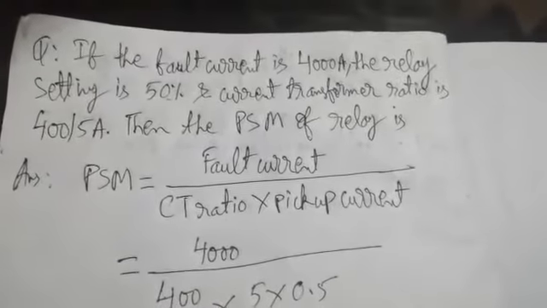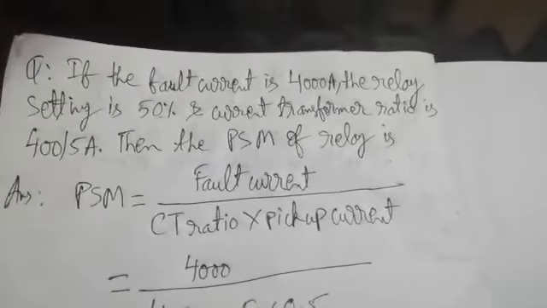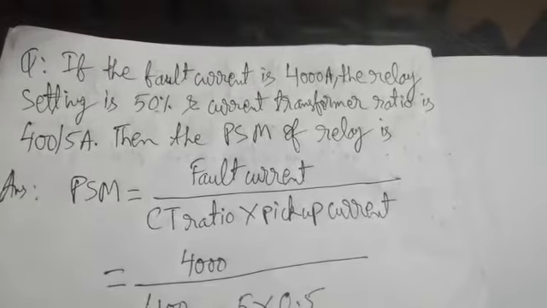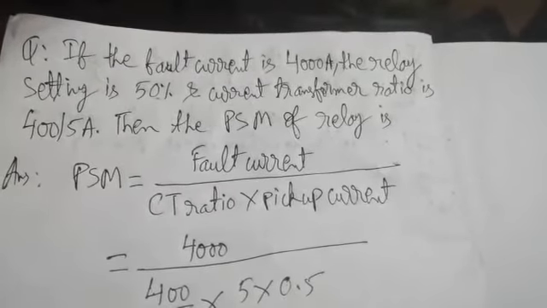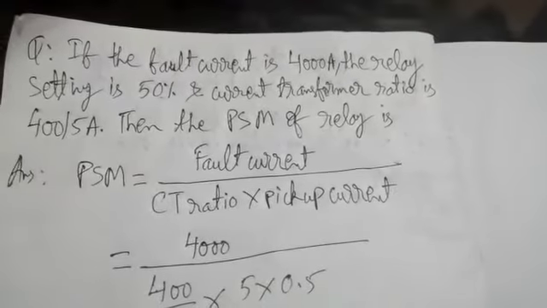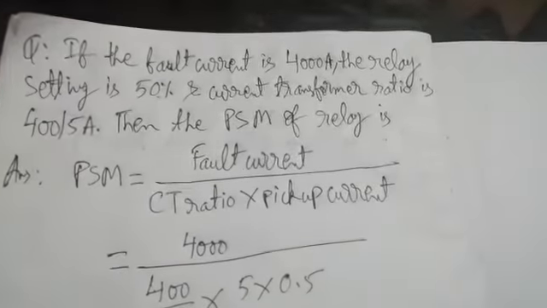Okay, students, let's focus on one numerical here today. It's given that the fault current is 4000 amperes, the relay setting is 50%, and the current transformer ratio is 400 by 5 amperes. Then the PSM of the relay is?